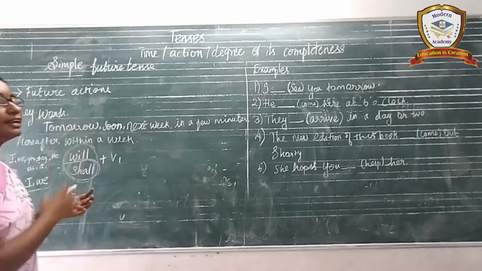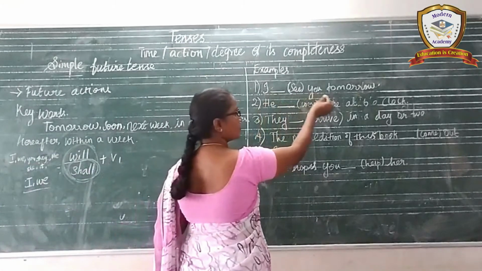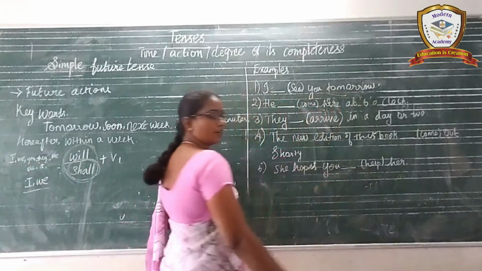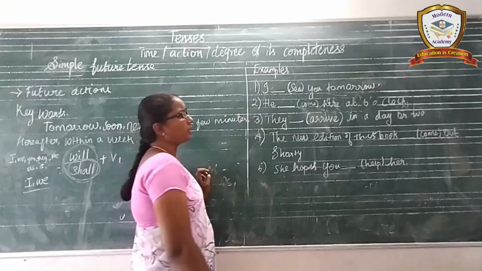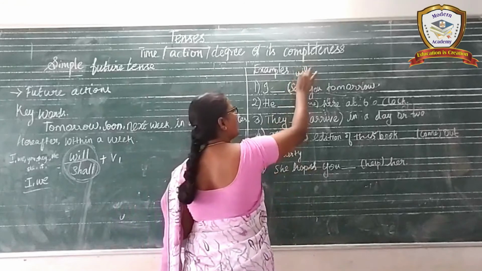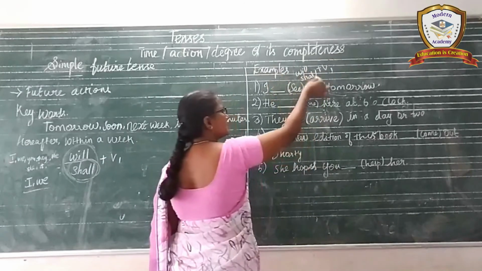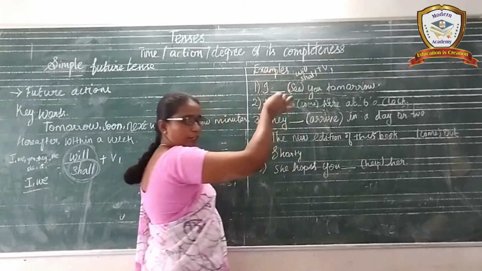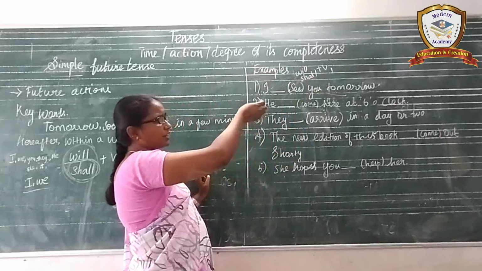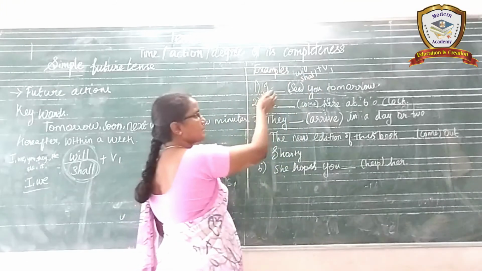Let us learn the example sentences. This time, I dash see you tomorrow. Tomorrow is a clue word for simple future tense. How to write the simple future tense verb? Will or shall plus be one. Shall is a traditional future tense which appears preceded by first person singular I and the be. Here, what is the subject in the sentence?